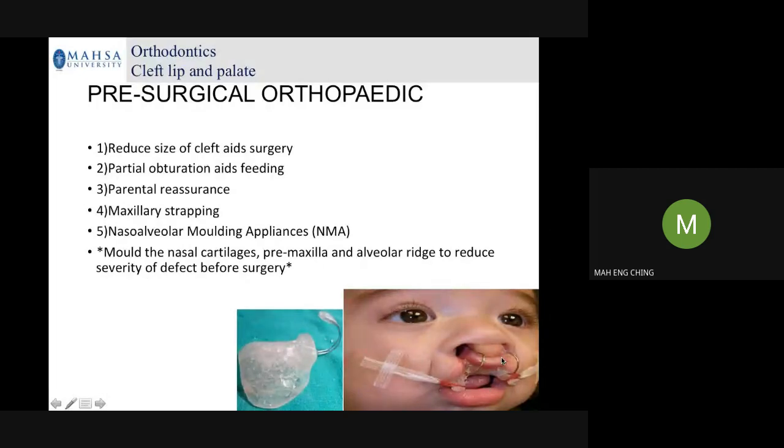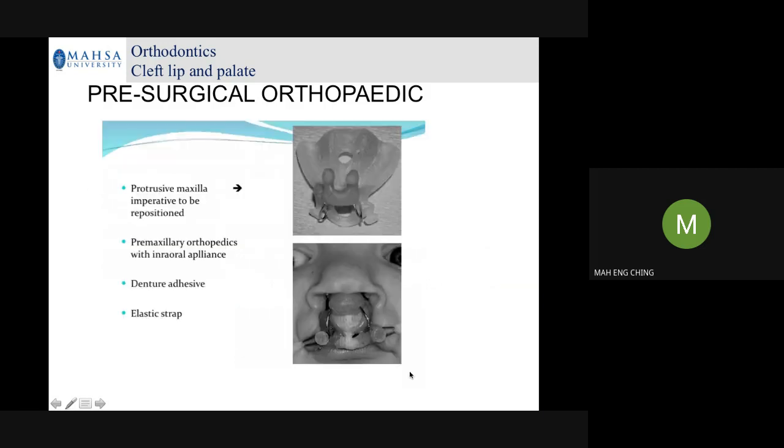Imagine if the premaxilla is sticking out so far, or so far from the other part. Then the cleft is difficult to repair. Such a big defect is very difficult. So you try to use this appliance to bring the premaxilla backward, closer to the cleft side, making it easier for the surgeon to repair. There are so many designs. Different surgeons have different preferences, but the purpose is similar: to modify the premaxilla or bring the parts closer to each other, so it is easier for the surgeon to repair.